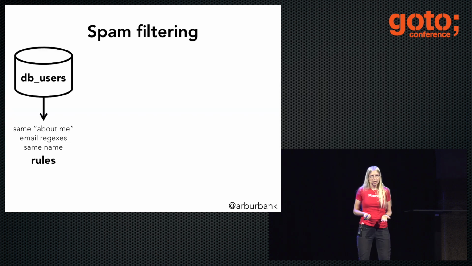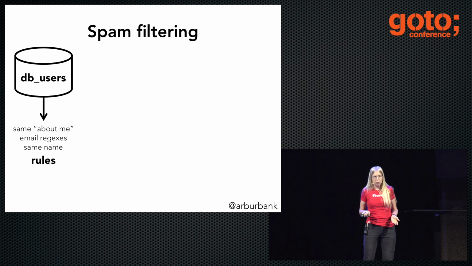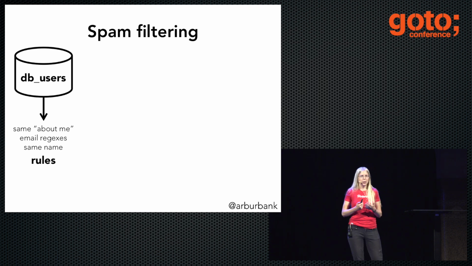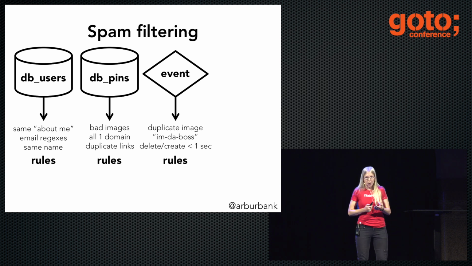The good thing is, we can do that. So we have this database of users, and we can write rules that find these people. People who have the same description as each other. People who meet these certain regular expressions in their email address. People who sign up with the same name. We can do the same for pins. People who create the same weight loss image. People who only pin from a single domain. People who pin the same link over and over. People who pin the same image as someone else who's spammy.